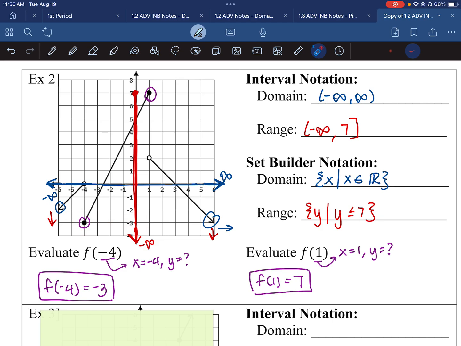The next one is similar. This is your x, go find the y, take 1, and if I look up, I see an open point and a closed point. So we're not allowed to carry the open points, but I can have this value, so my answer would be the y value of 7. The function value at 1 is allowed to equal 7, not 2, because of this open point.